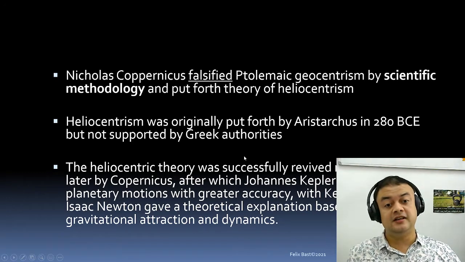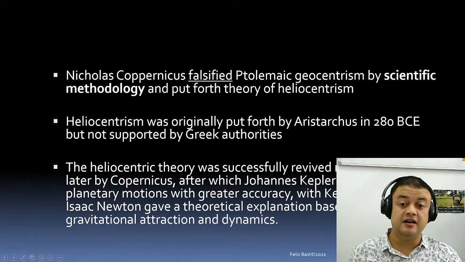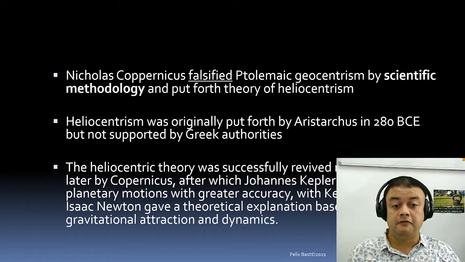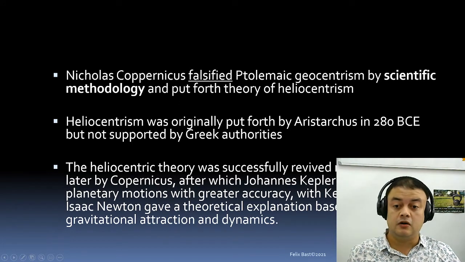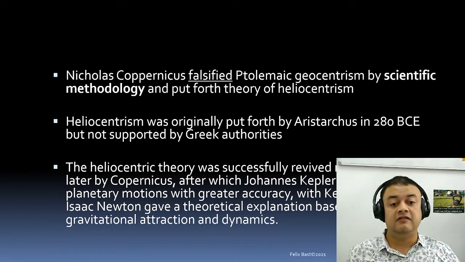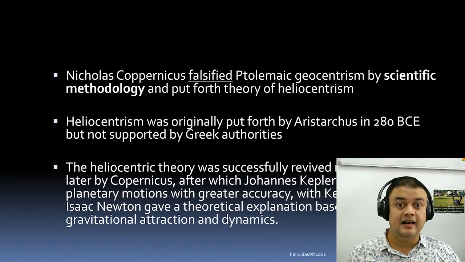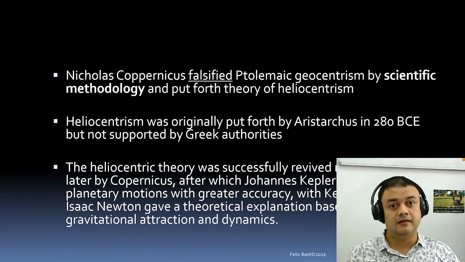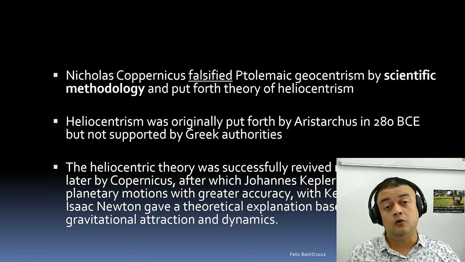So the heliocentric theory was successfully revived after nearly 1800 years by Copernicus, after which Kepler described planetary motions with greater accuracy. There is something called Kepler's laws, and then Isaac Newton gave a theoretical explanation based on the laws of gravitational attraction and dynamics. Later came Einstein's special theory of relativity and then the general theory. Special theory is first and general theory comes later, right? All these things are how science progresses.